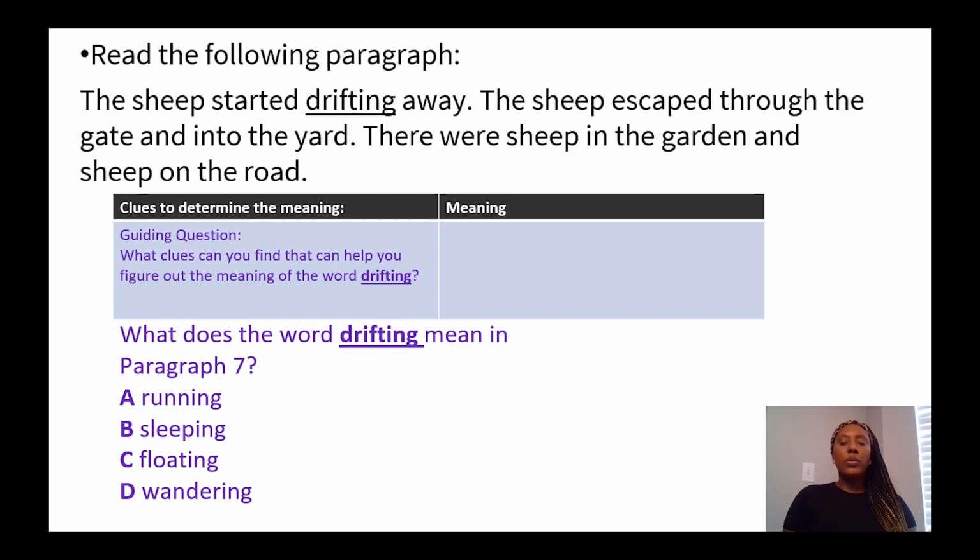Once you identify those clues, you're going to create your own meaning and definition of the word. From that definition, eliminate two answer choices that do not match the definition or meaning that you created or the clues that you pulled from the text. Once you have eliminated those two answer choices, I want you to pick the best answer choice from the two remaining answer choices. So I'm going to give you a few minutes to do that.